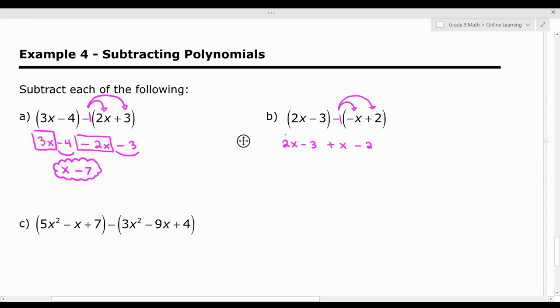Collect your like terms. So I have 2x here. I'm going to add another x. So I'm getting more x's. I have 3x. Then you have minus 3, minus 2. Combine those, you will get negative 5.